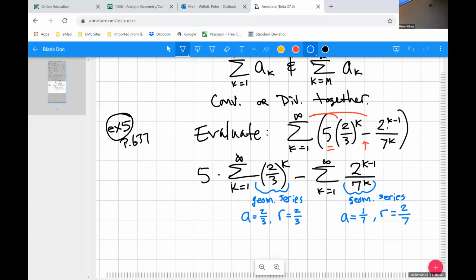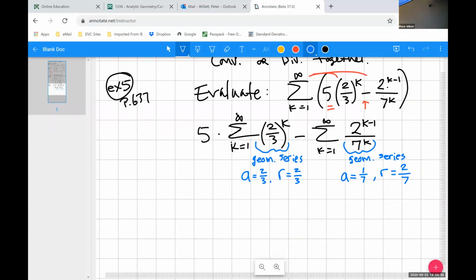So we can evaluate both of these pieces using the fact that they're geometric series, and we have a formula for the sum of an infinite geometric series as long as the r value is less than 1, which it is. So the formula for this is then that the sum would be the a value divided by 1 minus the r value. And that's true for both of these.